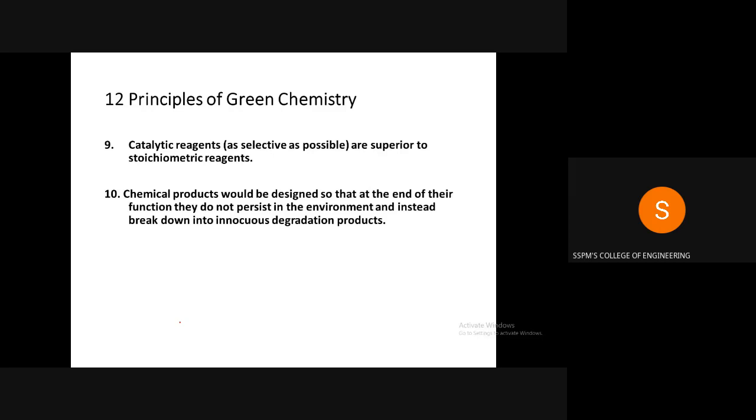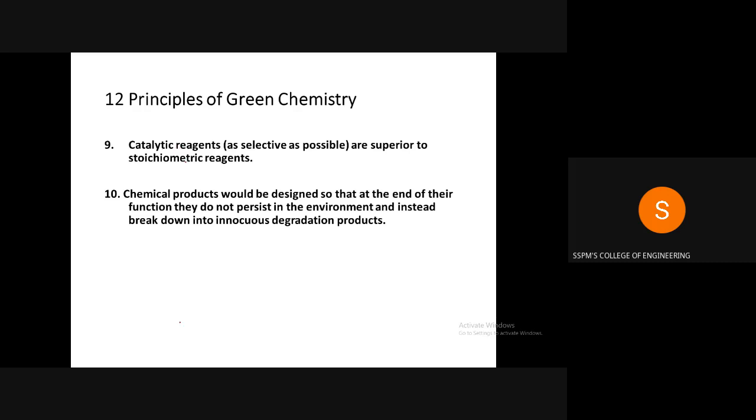Next is that catalytic reagents are superior to stoichiometric reagents and should be as selective as possible. So we can use the catalyst. Green chemistry says that we can use catalytic reagents. Catalysts are very important because they speed up reactions, increasing the rate of reaction, or they may decrease the rate of reaction. So the catalyst plays an important role in chemical reactions.